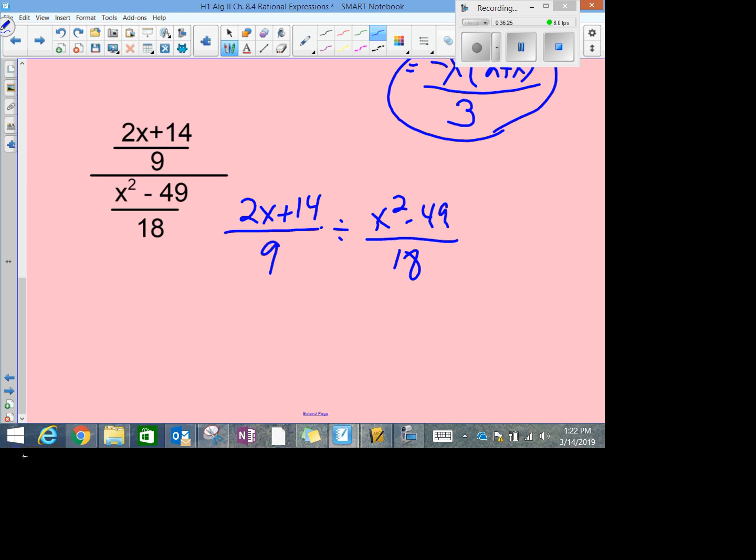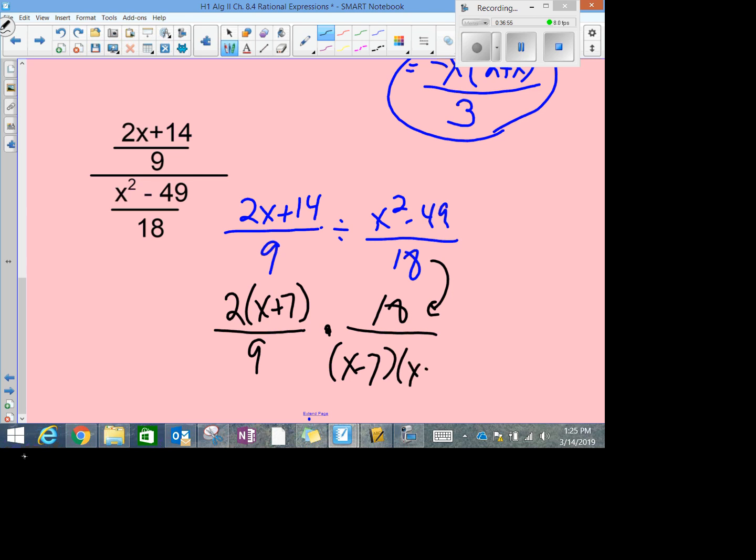Yes, that's what we're going to do. And then, so now you guys do this one. So change it to multiplication. And the 14 factors, so it becomes 2x plus 7, right, over 9. Change this to multiplication, right? And now the 18 goes on top. And down here it becomes x minus 7, x plus 7.